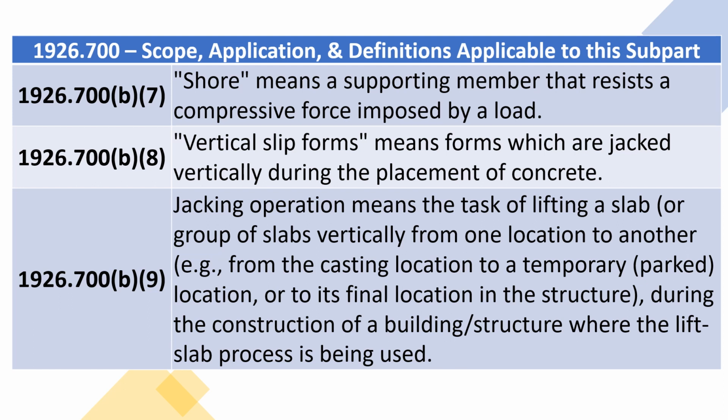1926.700(b)(9), Jacking operation means the task of lifting a slab or group of slabs vertically from one location to another, e.g., from the casting location to a temporary, parked location, or to its final location in the structure, during the construction of a building or structure where the lift slab process is being used.